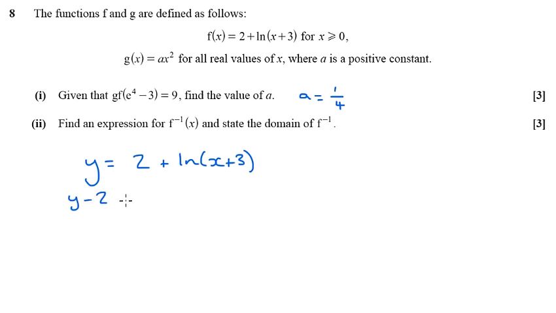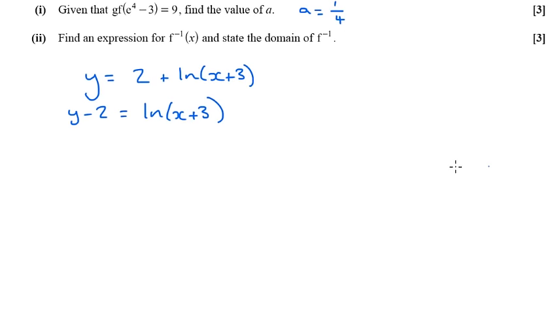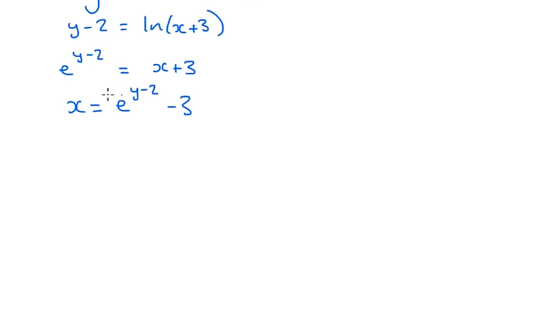I'm going to take away 2. And then just like we did in the other question, if this is true, then e to the power of this, e to the y minus 2, is going to be equal to x plus 3. And therefore x is going to be equal to e to the y minus 2, take away 3. So that's now got x as the subject.